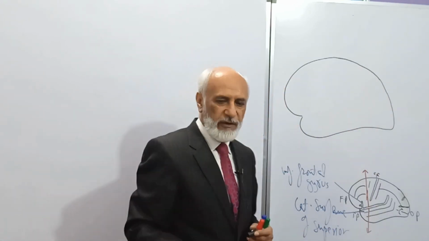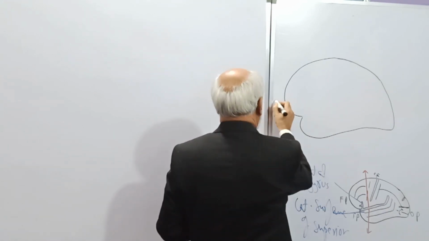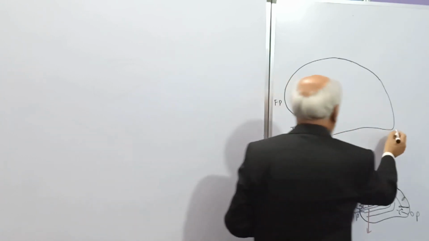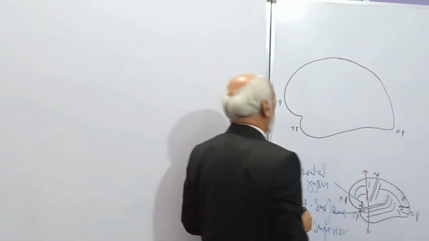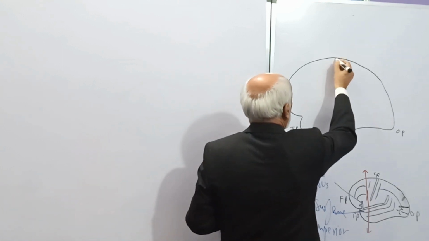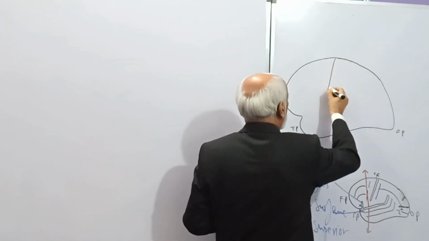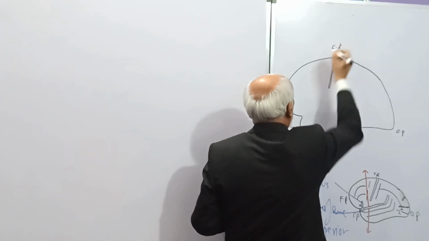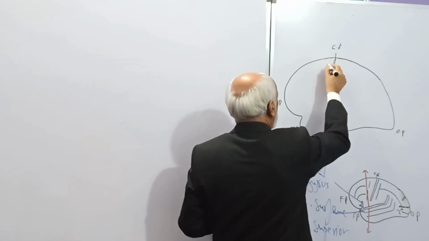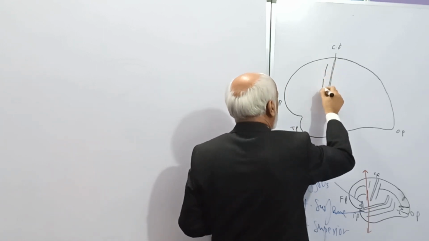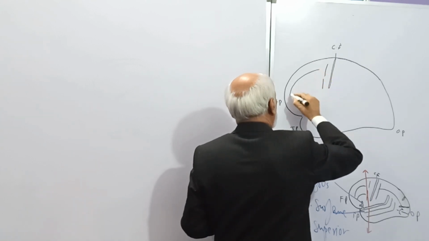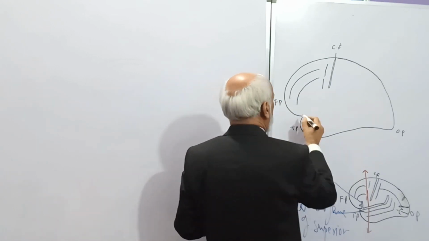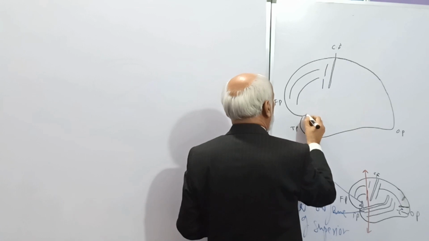This is the superolateral surface of the cerebral hemisphere, and you know the frontal pole, temporal pole, occipital pole. Then you know the central sulcus. Then in front of the central sulcus are the precentral sulcus, superior frontal sulcus, then inferior frontal sulcus. Then here is the posterior ramus of the lateral sulcus.